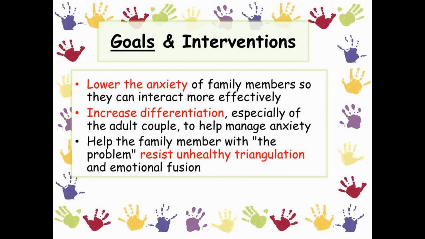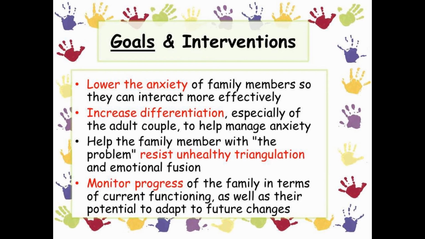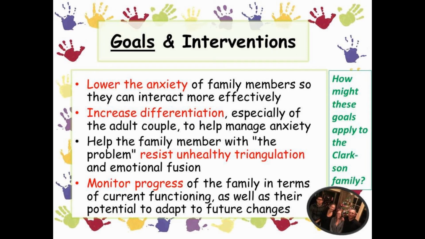Now, the next goal is to help the family member with the problem, often called the identified patient, to learn to resist unhealthy triangulation and emotional fusion. And lastly, monitor the progress of family members in terms of current functioning and in terms of their potential to adapt to future changes. And how might these goals apply to the Clarkson family?